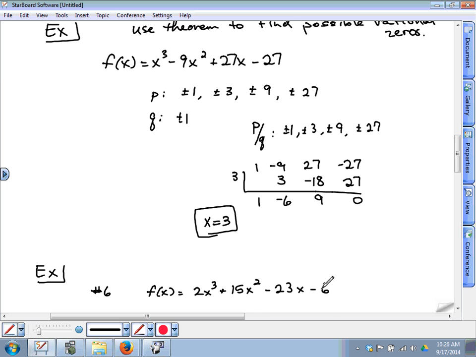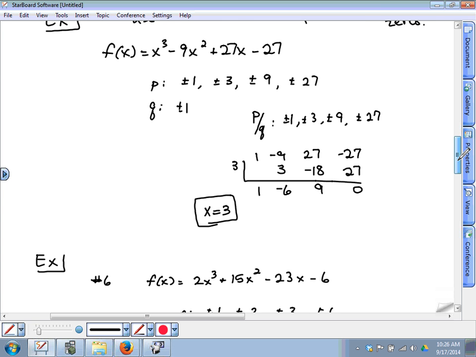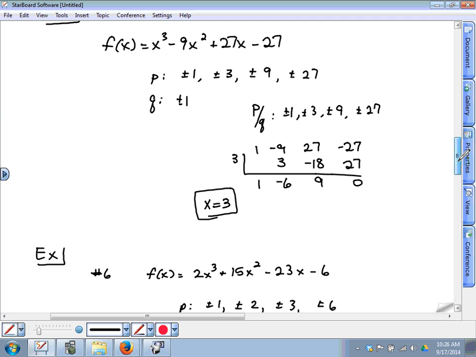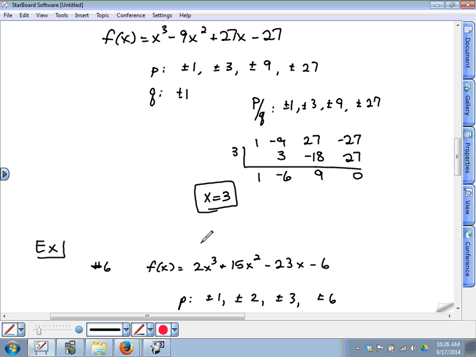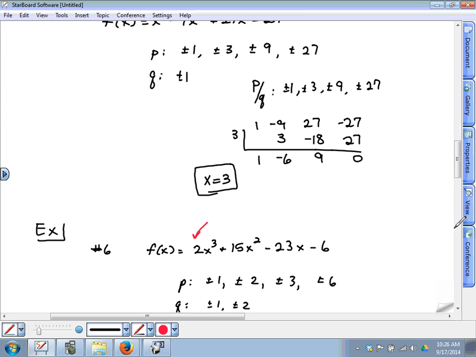So, what's the list for P? The factors come from the -6. What are the factors of 6? 1, 2, 3, 6, plus and minus. Plus or minus 1, plus or minus 2, plus or minus 3, plus or minus 6. The difference here is that Q comes from the factors of the leading coefficient. Now we have a leading coefficient of 2. What are the factors of 2? 2 and 1. So this changes how we form the P over Q list. I mean, not how it's formed, but there's more P over Q.